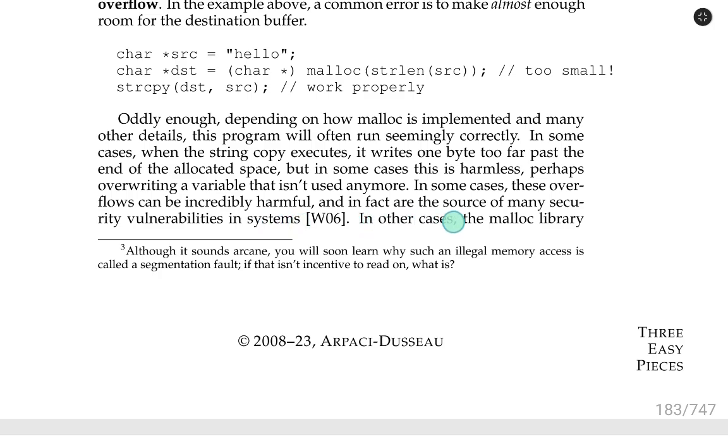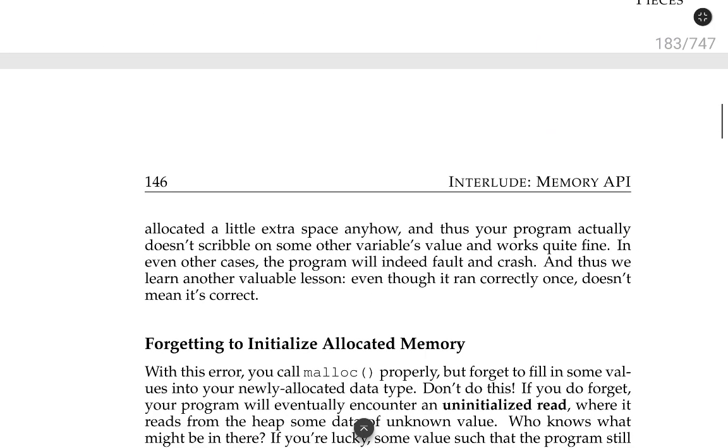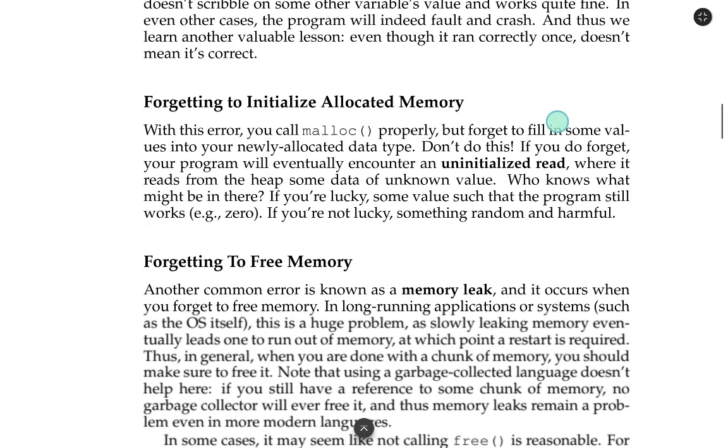In other cases, the malloc library allocates a little extra space anyhow, and thus your program doesn't actually scribble on some other variable's value and works quite fine. In yet other cases, the program will indeed crash, and thus we learn another valuable lesson. Even though it ran correctly once, that doesn't mean it's correct.